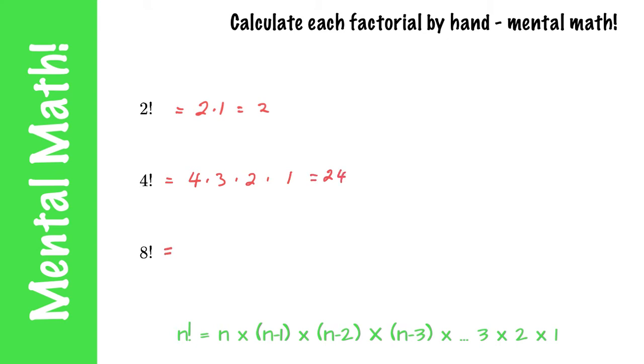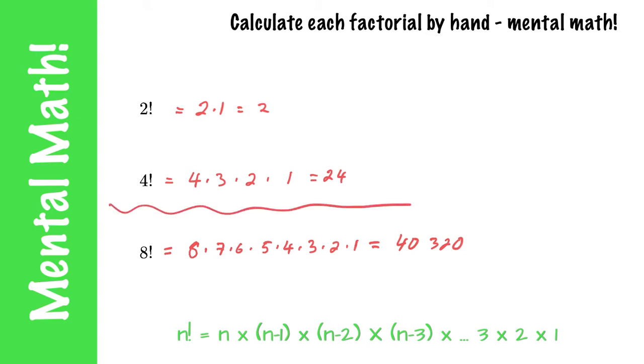Some people have the ability to do 8 factorial in their heads. I do not. So it's 8 times 7 times 6 times 5 times 4 times 3 times 2 times 1. I have to use a calculator. That's 40320. I suppose if I was patient enough, I could do it, but I'm not that patient. So anything above a 4 or a 5, I would suggest you use a calculator.